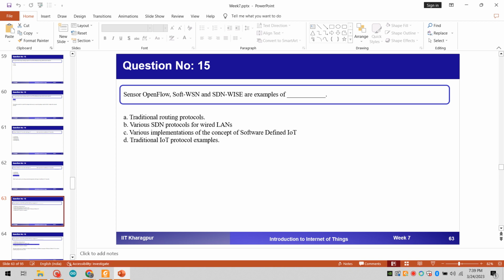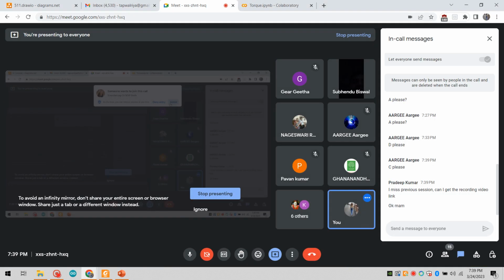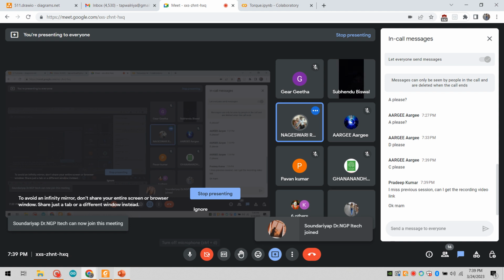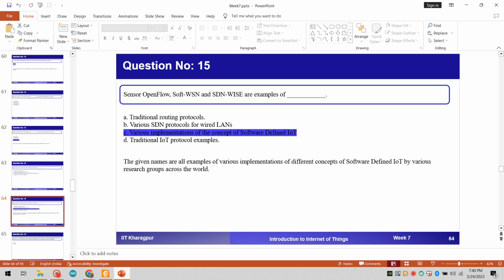Anyone else? Okay, so the correct option for this is C, that these are the various implementations of the concept of SDN IoT.